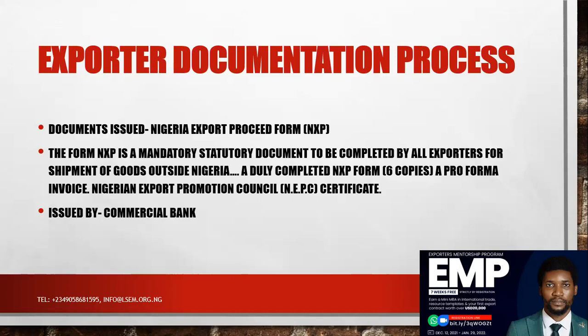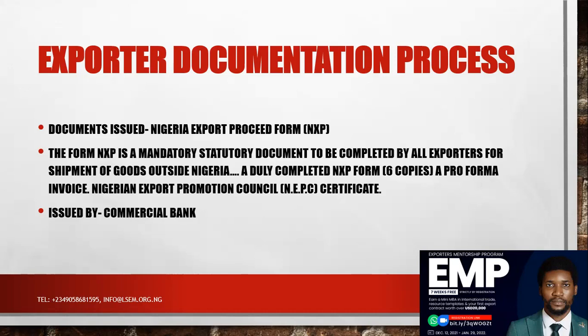Because now the Form NXP is something that you can do yourself online, though your bank will be the one to approve the Form NXP. So you just have to go online, go to tradesystem.gov.ng, then you register for your Form NXP. You start a non-oil application. By the time you are done, you submit it. In filling the form, you choose your bank and put in your bank details.